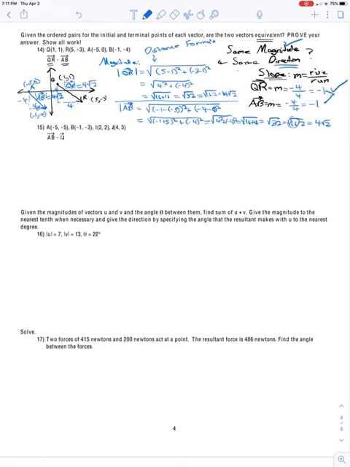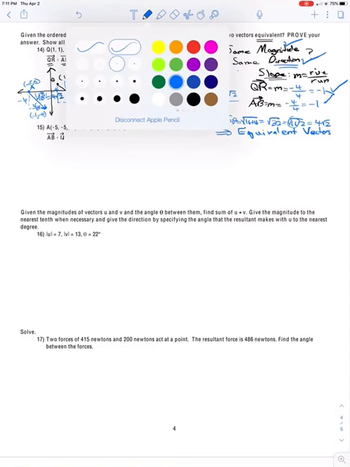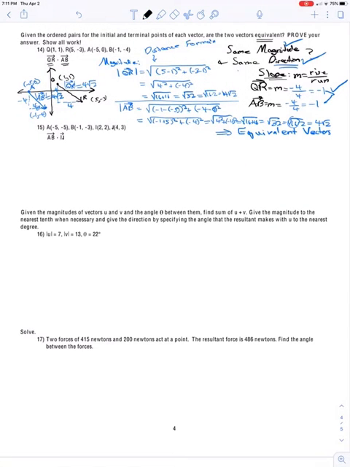So the slopes are equal. Same magnitude, same direction. So yes, these are equivalent vectors. That implies these two vectors are equal to each other. They have the same magnitude and they have the same direction. All right, let's show what we have here with our next example, number 15.